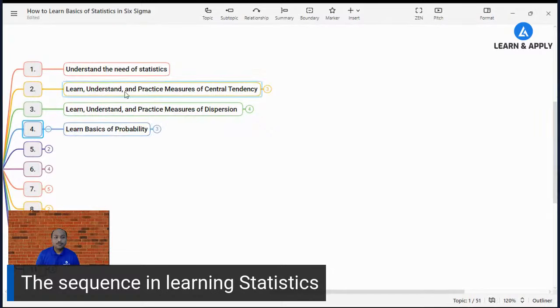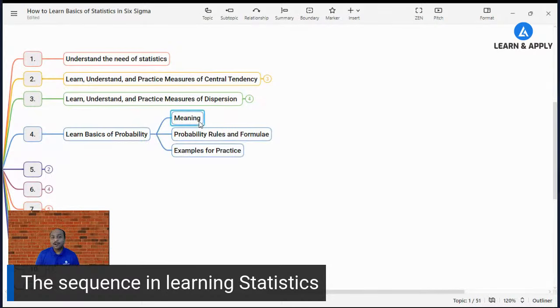The fourth one is, once we understand the measures of central tendency and measures of dispersion, then understand probability. Because everything that we are going to see in the statistical tools is based on probability. Every time we are talking about the probability for acceptance, rejection, everything we are going to discuss with respect to probability. So understand probability.